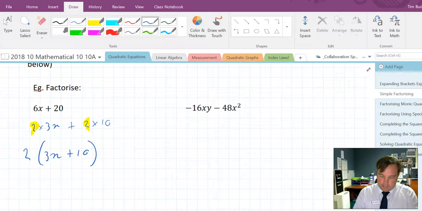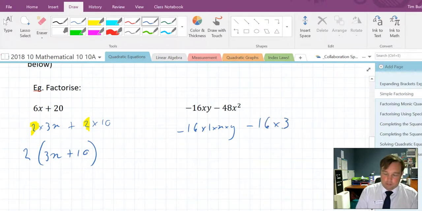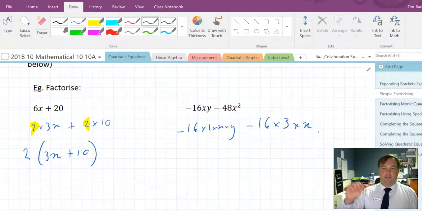Alright. Here, we want to take out the highest common factor. Note the highest common factor here is actually 16. So really, we can think of this as minus 16 times 1 lots of x and y, minus 16 times 3 lots of x. So what I've done is just break everything up. We have minus 16 and 1, x, y, minus 16, 3, x.